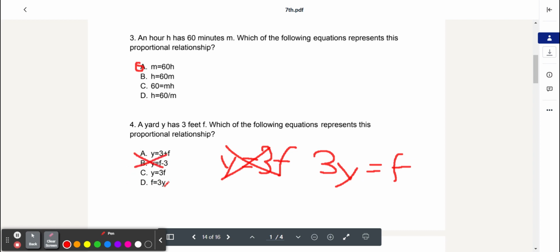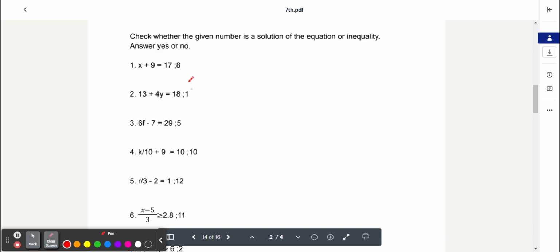So not these, and then it's this one. Because we can test this again. If we put in 1 for the yards, we will get 3 for f. 1 yard, 3 feet.